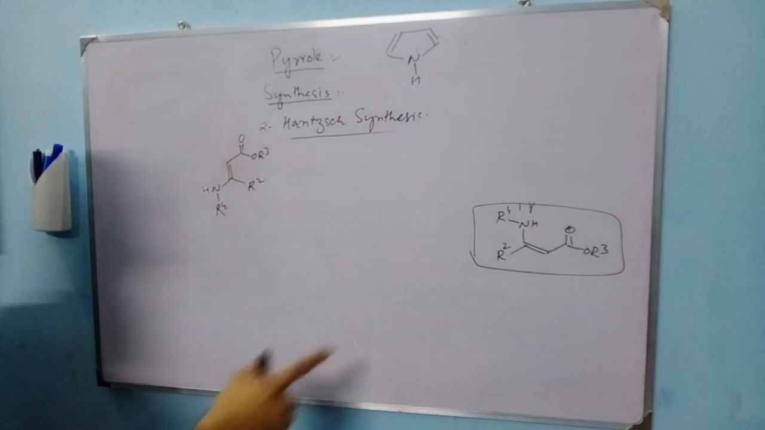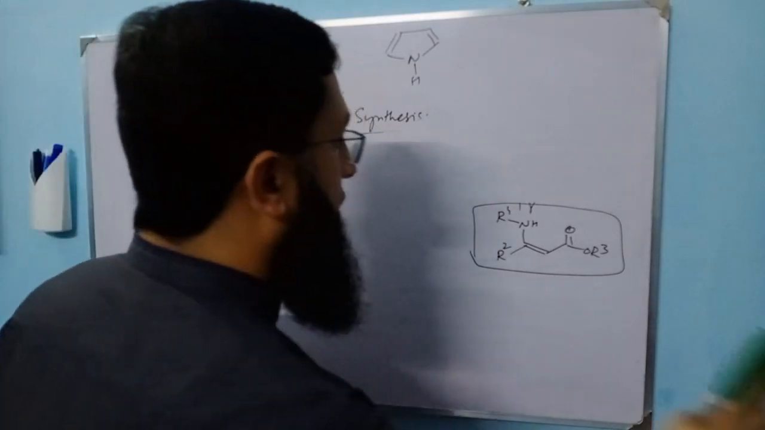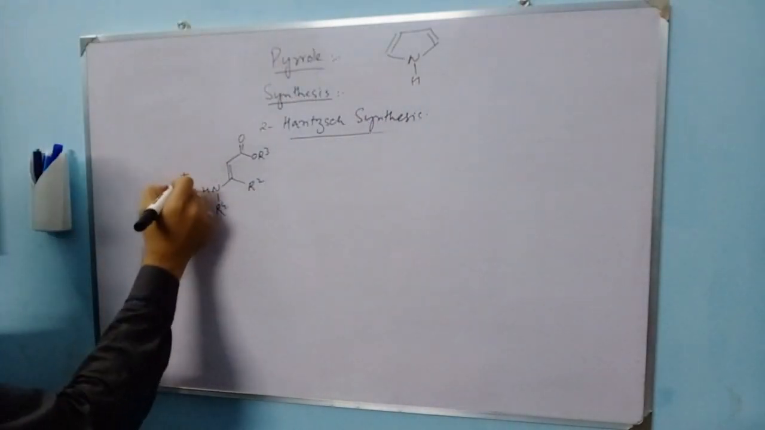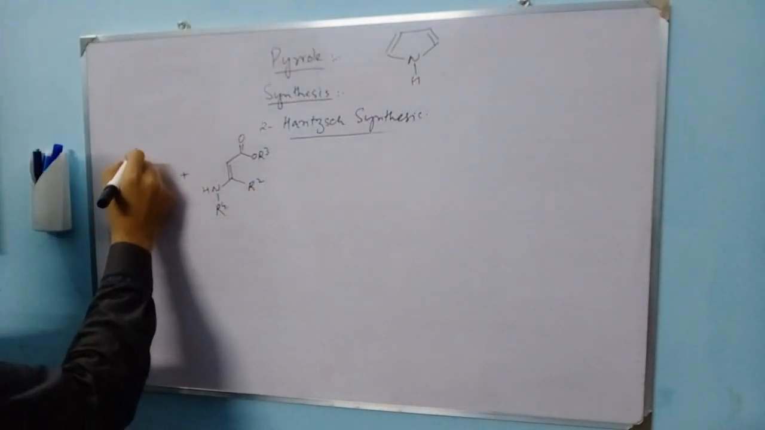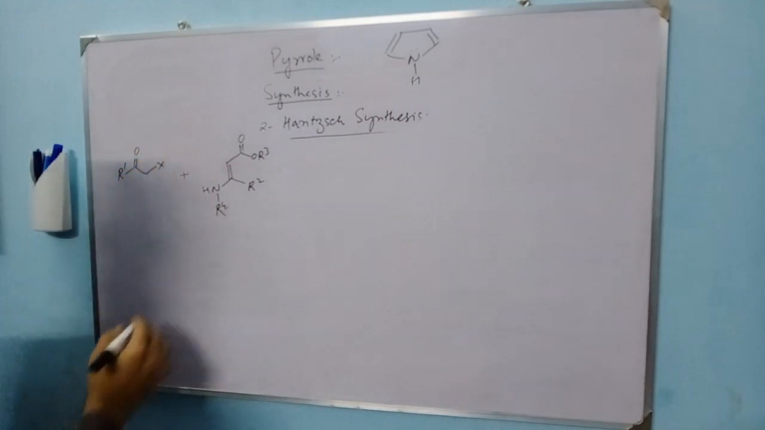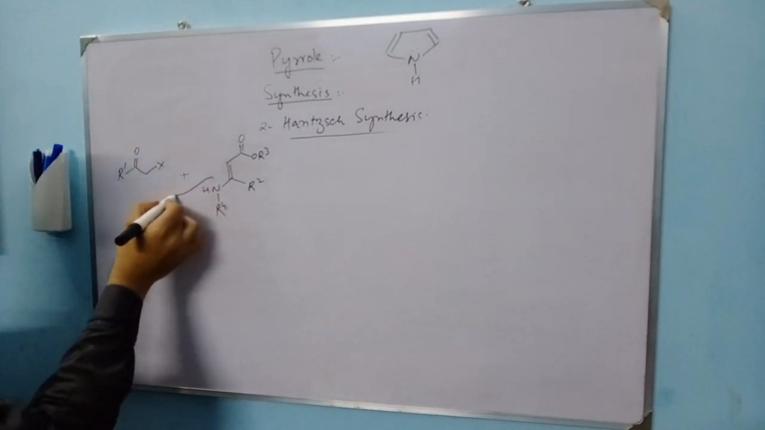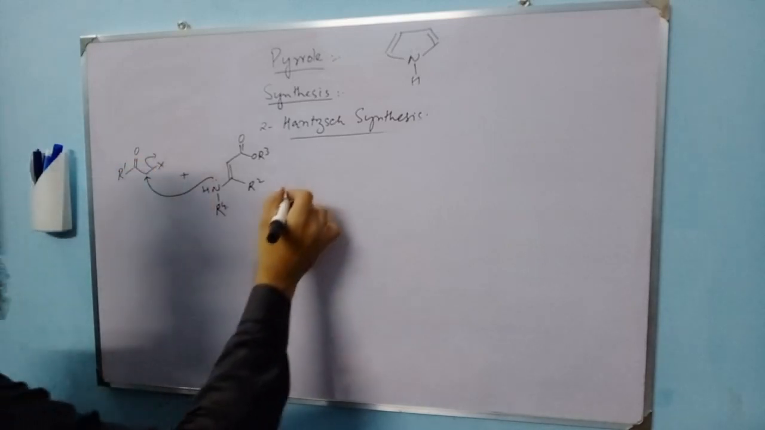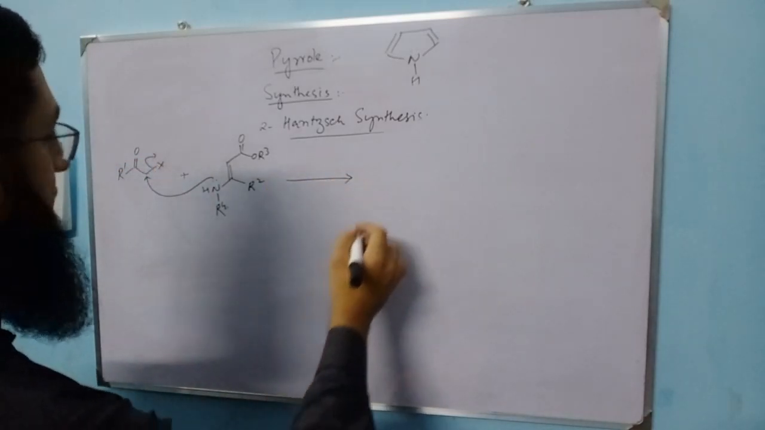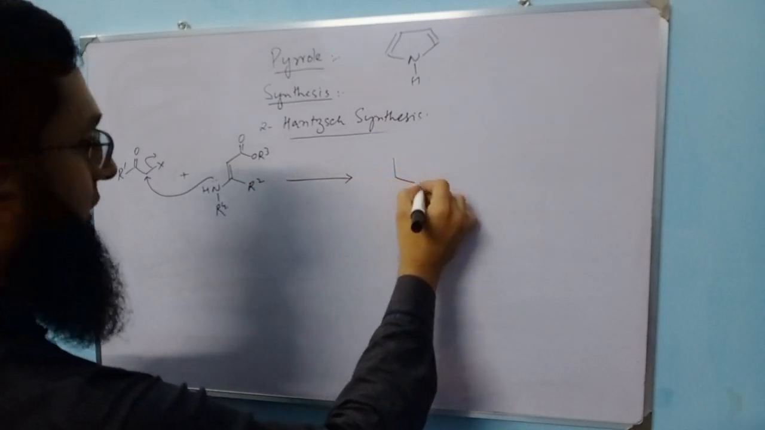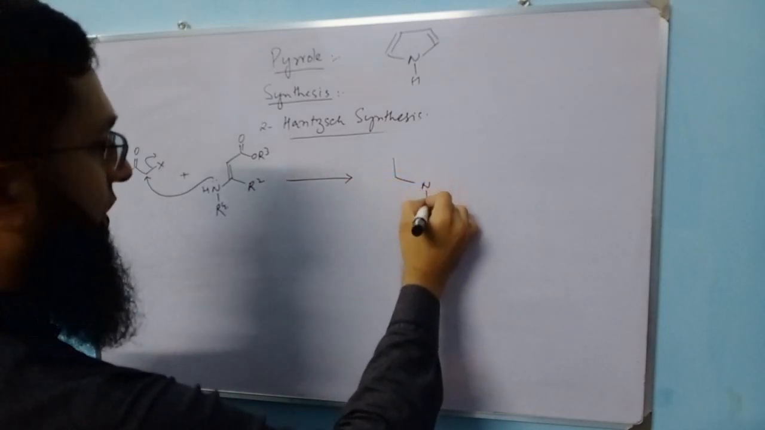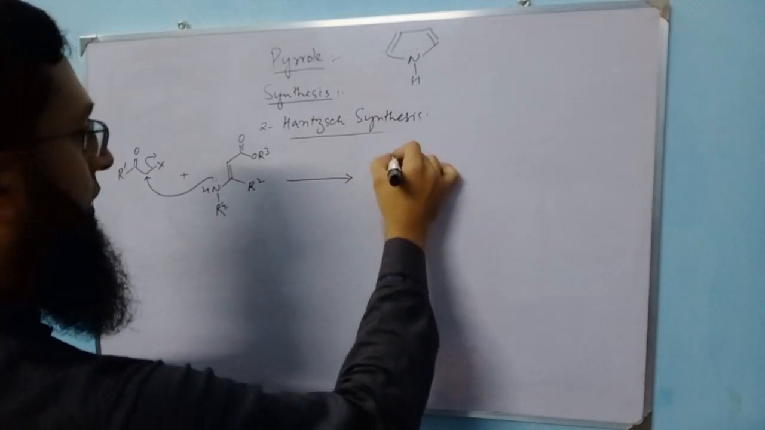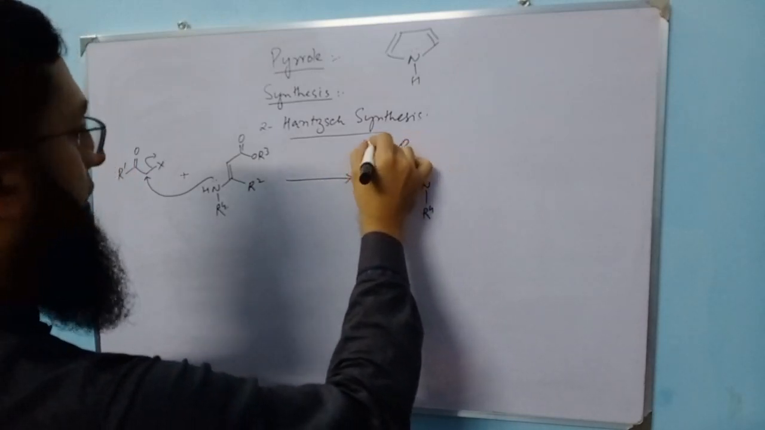So this is this intermediate. Now I can remove it from here as well, and it can react with alpha halocarbonyl. The lone pair of nitrogen can directly attack here and displace the halogen. With this we would get R4 and here R1.